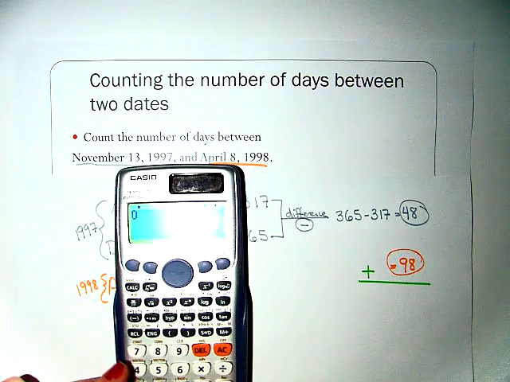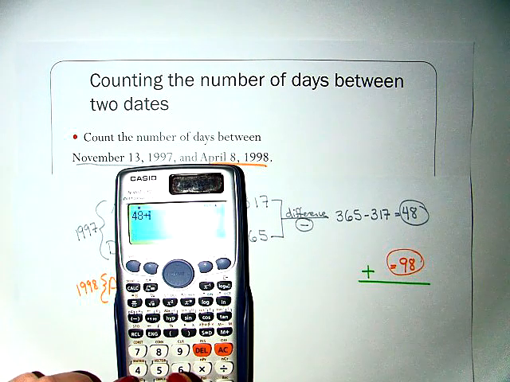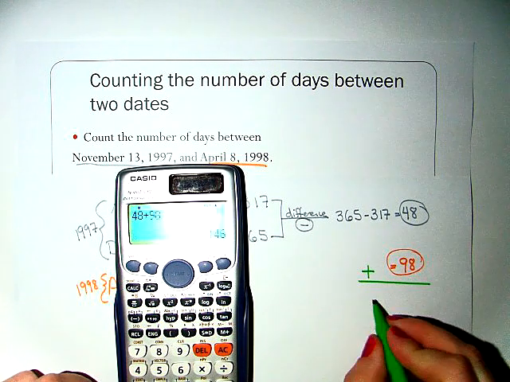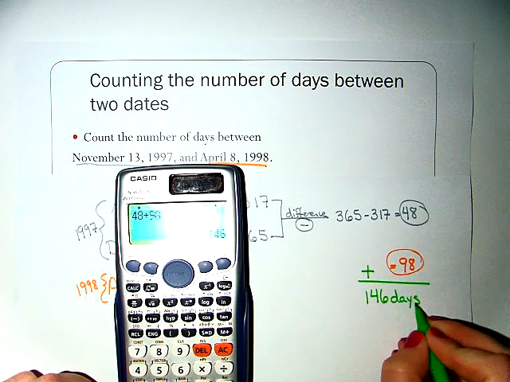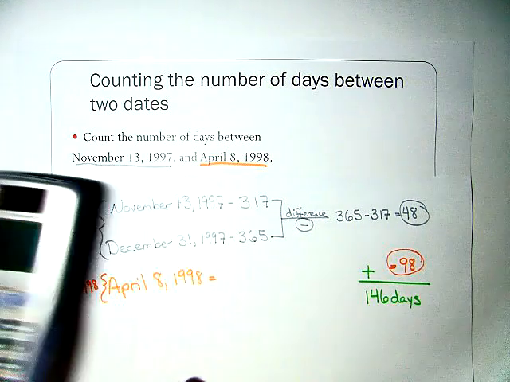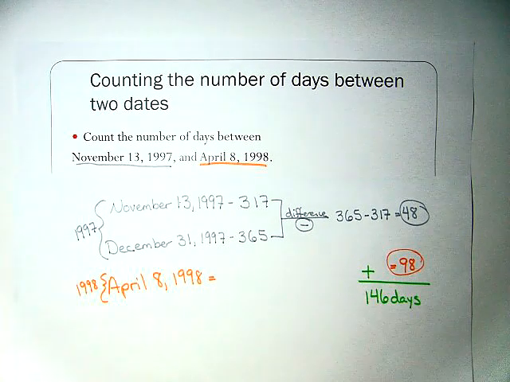So we're going to say 48 plus 98 gives me a total of 146 days. So this is the number of days between two different dates.